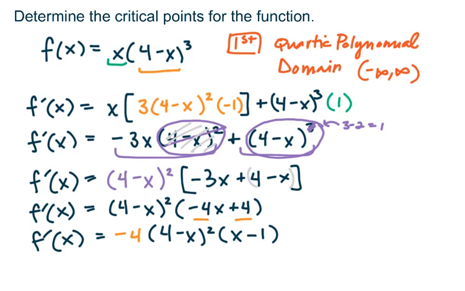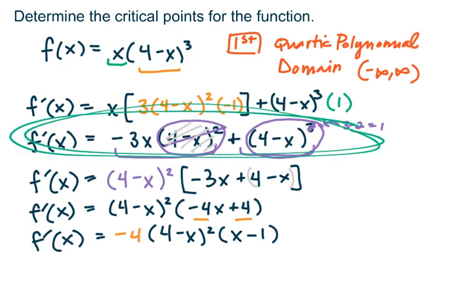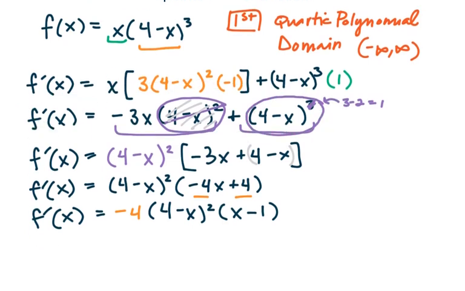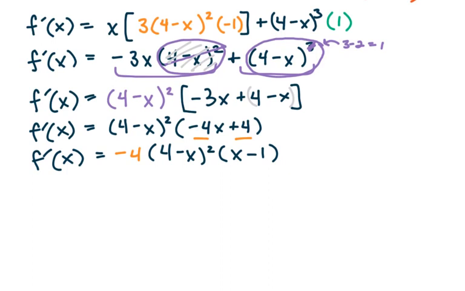So, way easier, in my opinion, than multiplying everything out up here was factoring the GCF. Did you guys really want to cube 4 minus x? I didn't want to. So, now that we found our derivative, and we have it in factored form, I'm going to set it equal to 0.